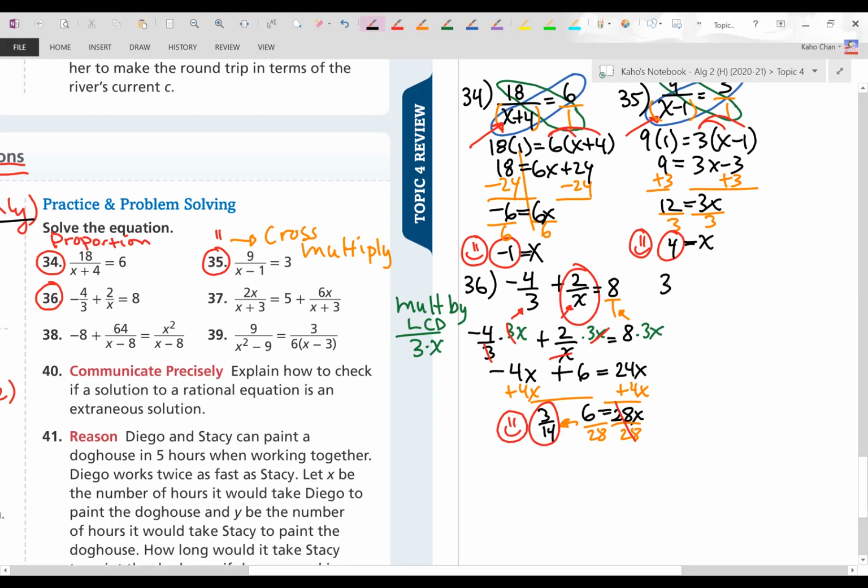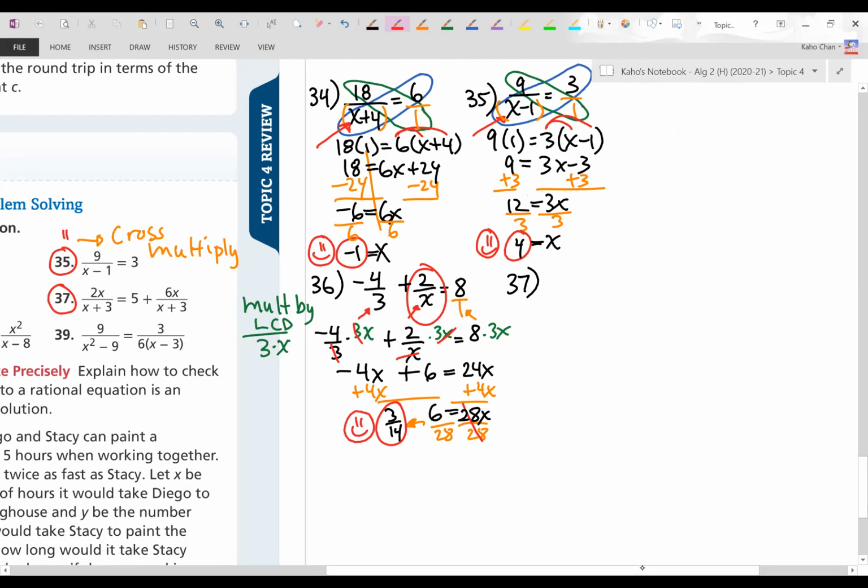37. It's getting crazy, isn't it? All right. That is not a proportion. It's a rational equation, which I got to solve using the same technique. Bear with me while I write this problem down. Ooh, that 5 is over 1.